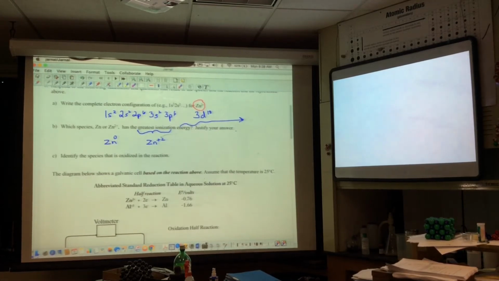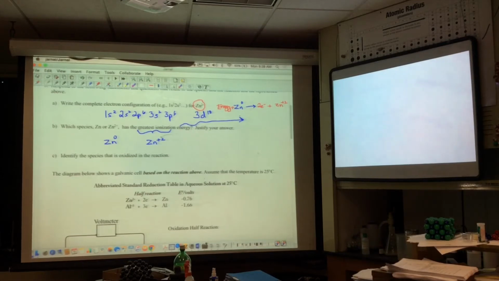And they could even ask you to write the reaction. It would look like this. Zinc 0, or zinc, and you're going to produce 2 electrons, and each one's negative. So you're going to produce 2 electrons, plus, of course, zinc plus 2. And how are you going to do that? You're going to apply some energy. So the energy plus the zinc, and that would be an example of an ionization reaction.